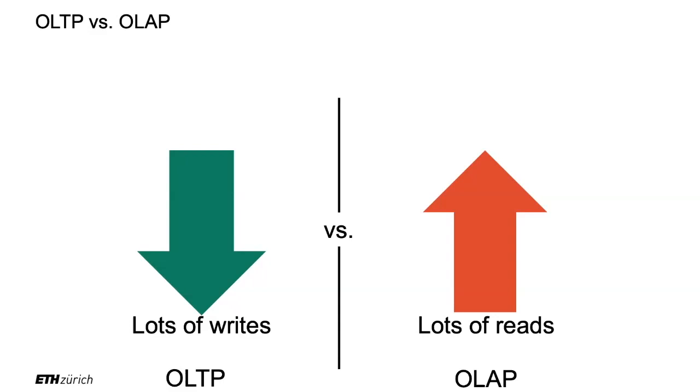In OLAP, on the opposite, it's lots of reads. The data is there, you put it there, then you don't touch it anymore, right? So you read data. This is why it might make you think also of MapReduce, Spark, HDFS, S3, and so on, on the right side, right? Lots of reads. You just put the data in the data lake and then analyze it.